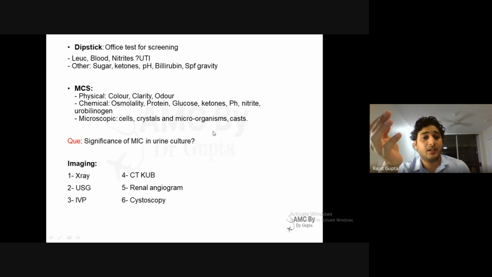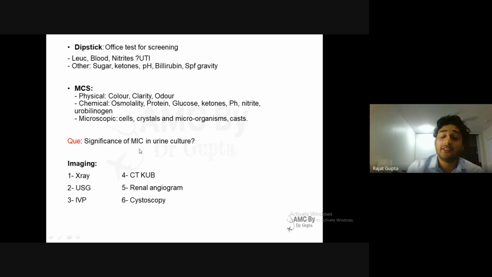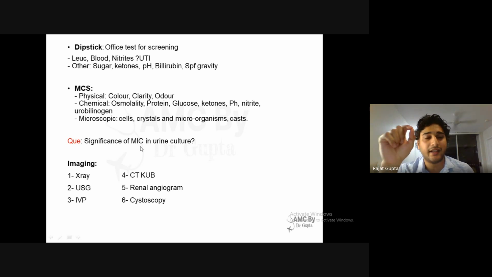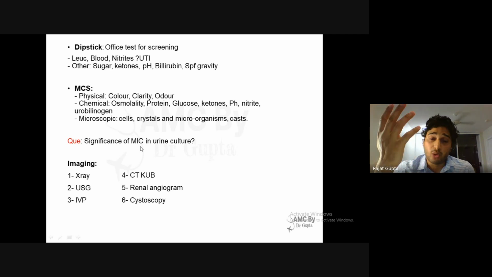So in culture, there will be bacterial growth, and then we check different kinds of antibiotics, like which antibiotic is working, which is not. And for the antibiotics that are working, we have a score called MIC. This is minimum inhibitory concentration. So this is the minimum amount of drug that is inhibiting the bacteria. So lesser MIC means the antibiotic is more effective. So that is the significance of MIC.